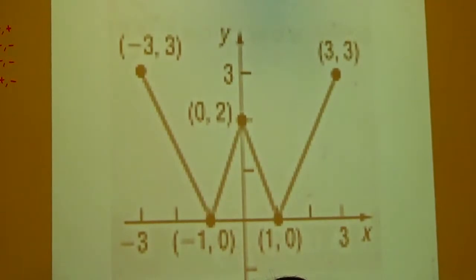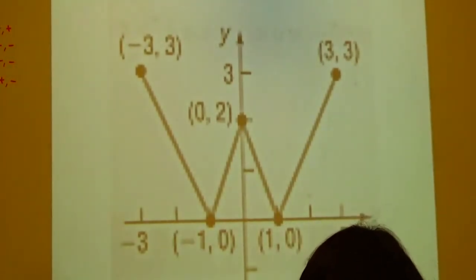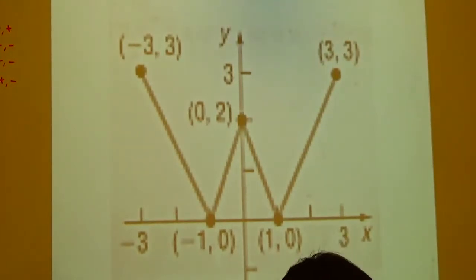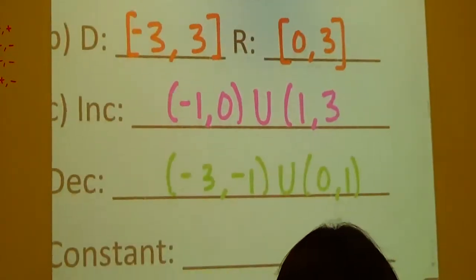So, -1 to 0, 1 to 3. What about decreasing? -3 to -1. And what? 0 to 1. You said 0 to 1? 0 to 1. So this is how you would write those two.